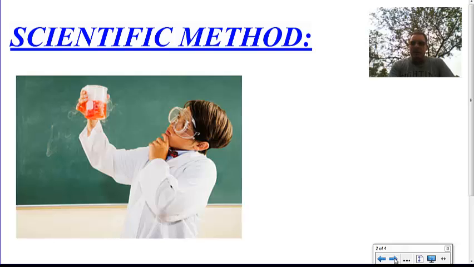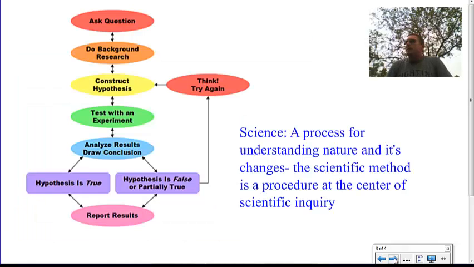The scientific method then is really that process. It's really more of a procedure. Science itself is a process for understanding nature and its changes, like we just talked about. The scientific method is a procedure right at the center of that scientific inquiry. I'm making observations of the world around me. I want to know why. And the best process to follow then is to come up with that question, then figure out a way to test that. Come up with a hypothesis, a testable statement that says, I wonder if I can do this, and figure out something along that line and do a little test and see if I can answer this question.